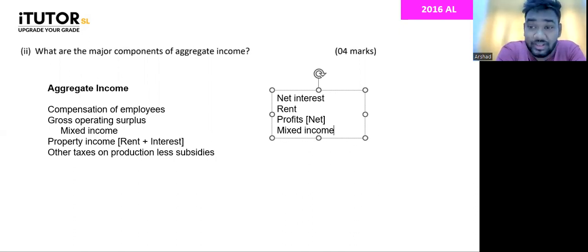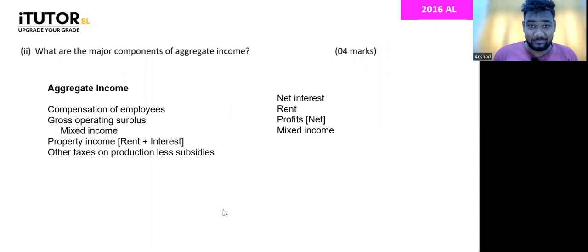Usually now, if they are going to ask you this question, they might not ask you what are the components of aggregate income. They might most likely ask you what are the components of calculating the total income of a country. So then you can write the income approach methods, the components, compensation of employees, gross operating surplus, right? You can write that. So that is what they might most likely ask nowadays. Now, I don't think they'll give you a question like this. So don't worry too much about it. Is that okay, guys?